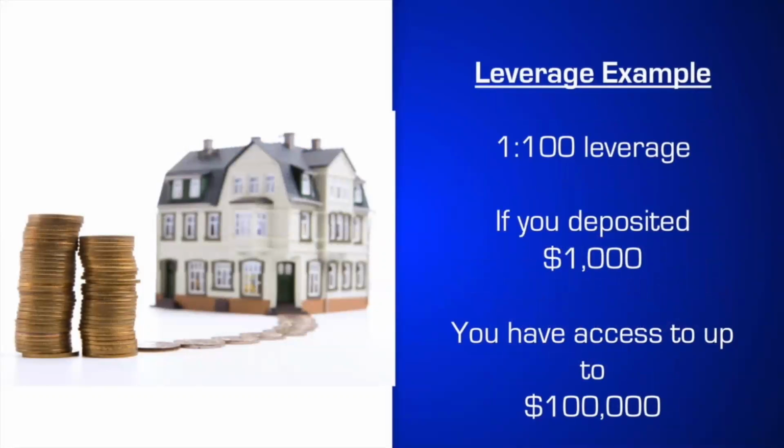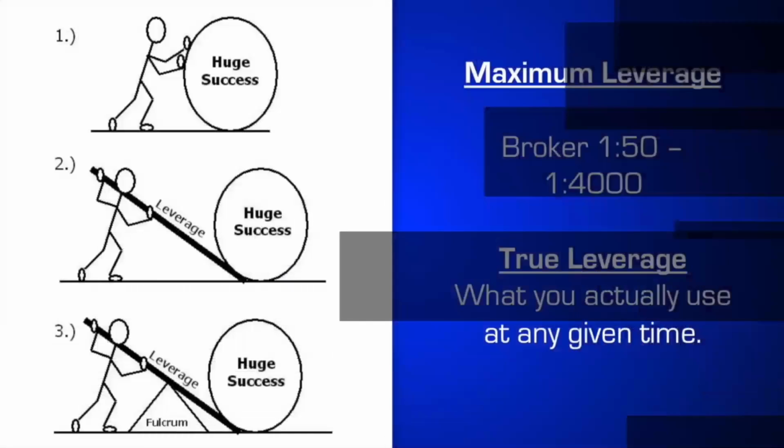That means if you deposit $1,000, you now have access to up to $100,000. Remember, for every $1 you deposit, your broker will allow you to use 100. If you selected the 1 to 4,000 leverage, which is crazy, that would mean if you deposited $1,000, you would have access to up to $4 million. Sounds really tempting, doesn't it?